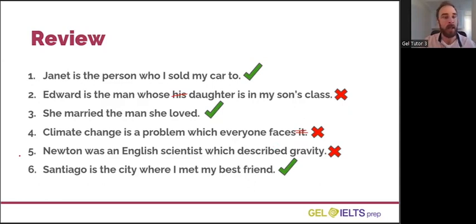Correct. 5, Newton was an English scientist which described gravity. A scientist, or Isaac Newton, is a person, it's a human, so we're not going to use which, we're going to use who. Well done if you got those correct.